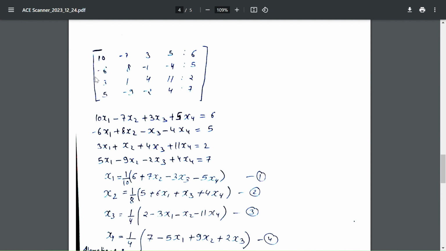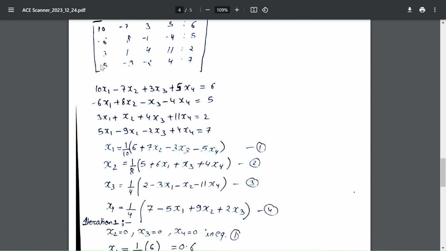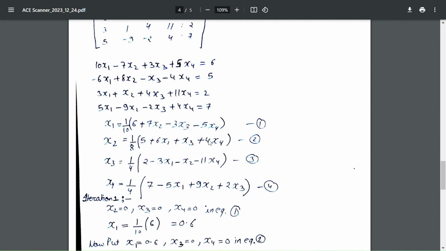Now for this, minus 6x1 plus 8x2 minus x3 minus 4x4 equals to 5. Then for this, we have 3x1 plus x2 plus 4x3 plus 11x4 equals to 2. Then fourth row, we have 5x1 minus 9x2 minus 2x3 plus 4x4 equals to 7. Now we have to convert into diagonal values for this diagonal elements. For example, x1, x2, x3, x4 values.